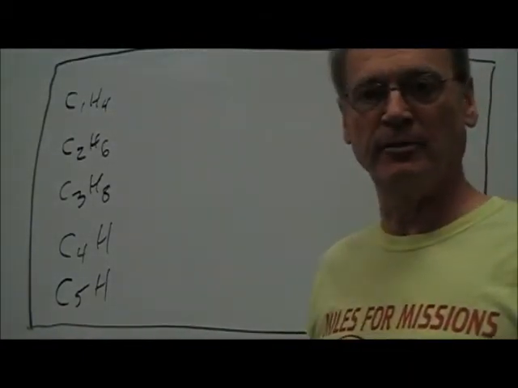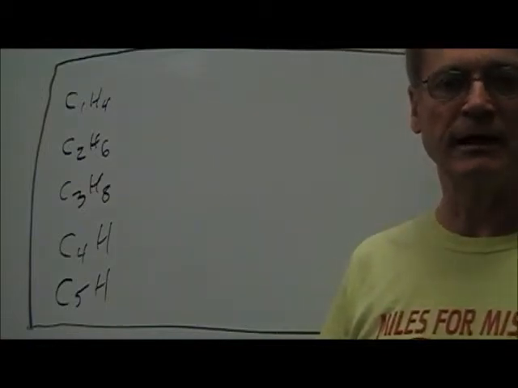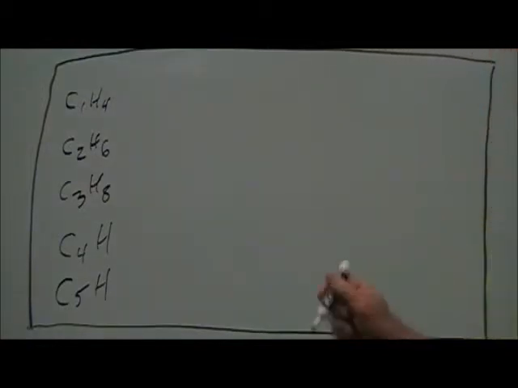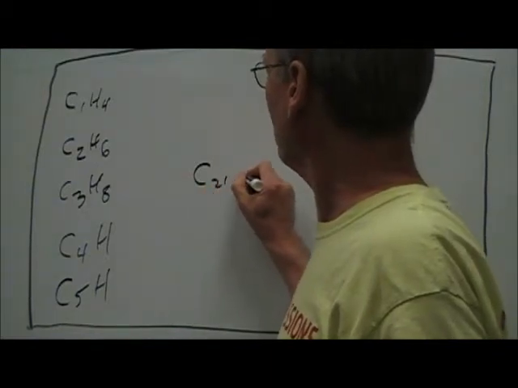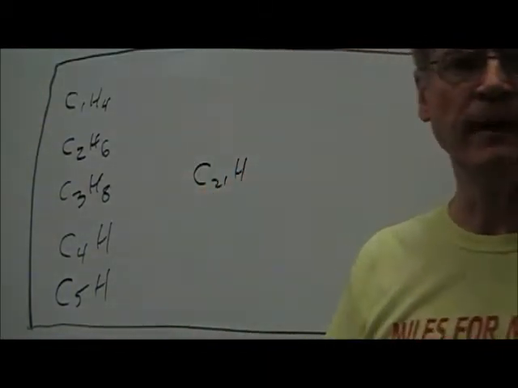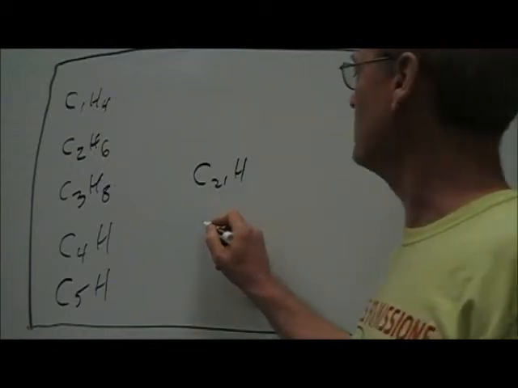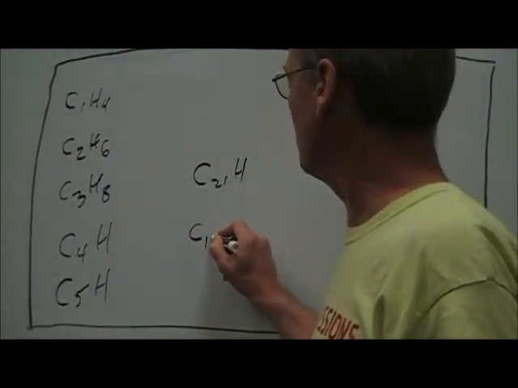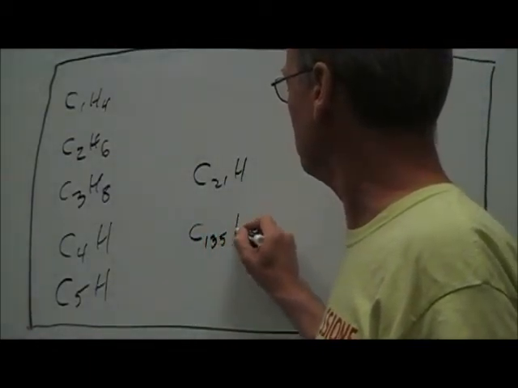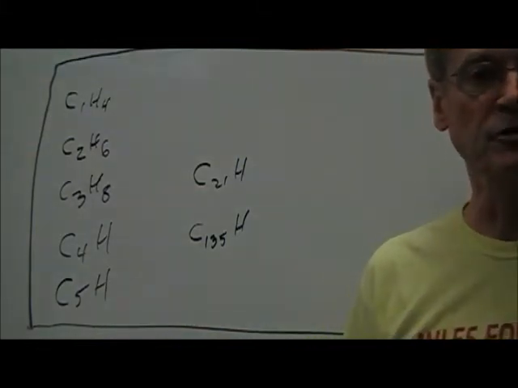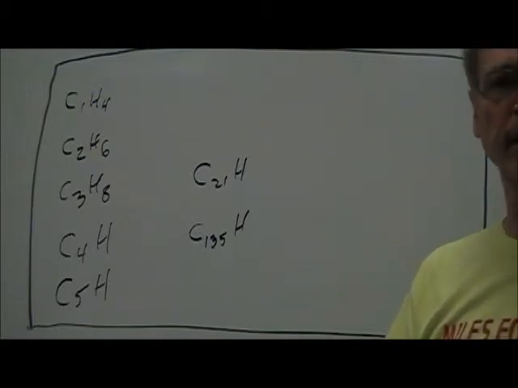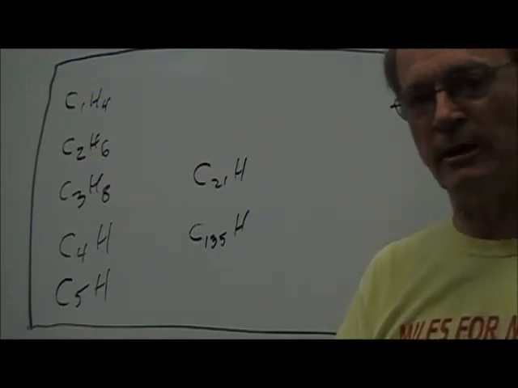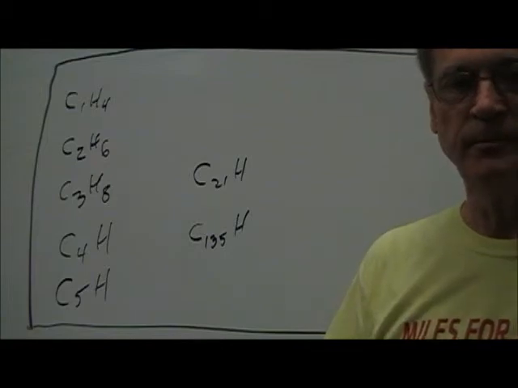And can you come up with a mathematical formula that will allow you to predict how many hydrogens you would have? For example, if there was a C21 alkane, how many hydrogens would it have? Or a C135, how many hydrogens would it have? There is a way of predicting it, and you don't have to go through each example in order to do that. We'll come up with a mathematical formula, and I would like you to think about what is that formula.